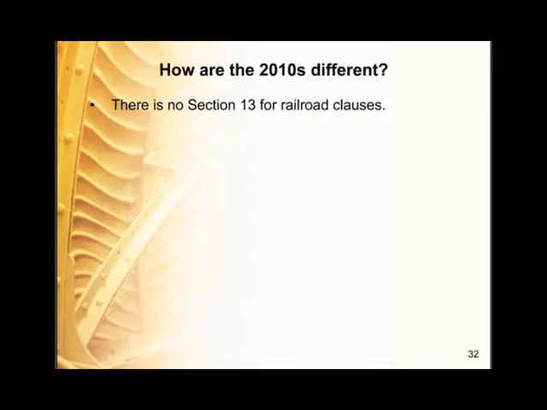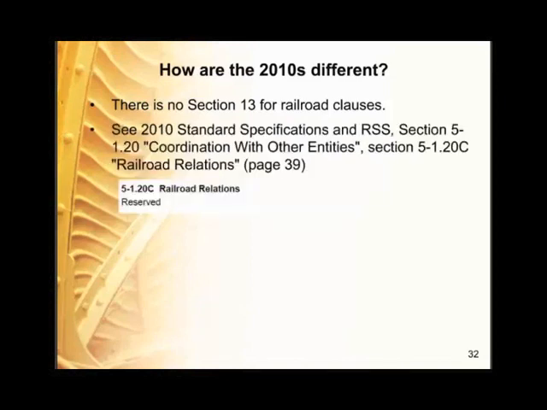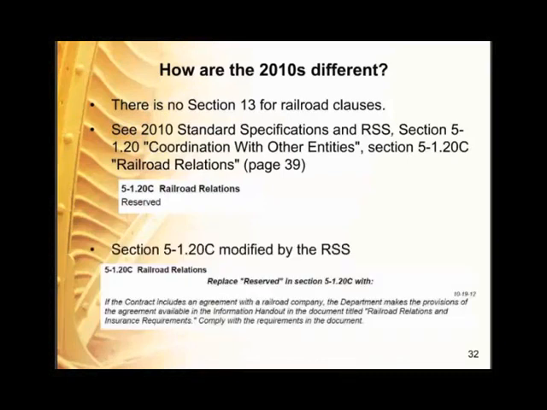See 2010 Standard Specifications and RSS Section 5-120, Coordination with Other Entities, Section 5-120C, Railroad Relations, on page 39. You can see that in the standards, 5-120C, Railroad Relations, is currently reserved. And in the RSS, Section 5-120C is modified by an RSS. It replaces requirements in the reserve with the following.